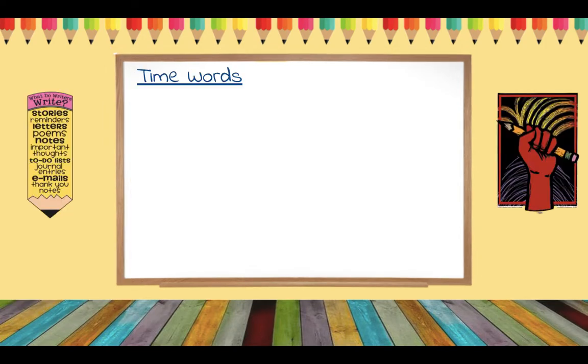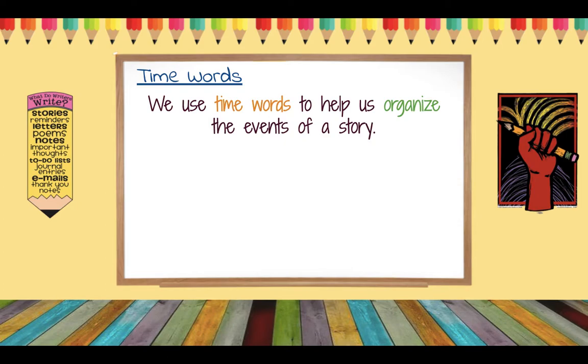So, I asked you about remembering the events in order because today we're going to learn about some special words. These words are called time words. Time words, we use them to help us organize the events of a story. So remember, friends, when we were talking about how we read a story, we always read it from beginning to end. That can be the same with writing. When we write a story, we want to write it from beginning to end. So using time words helps us organize those events of our story so that we can read it from beginning to end.